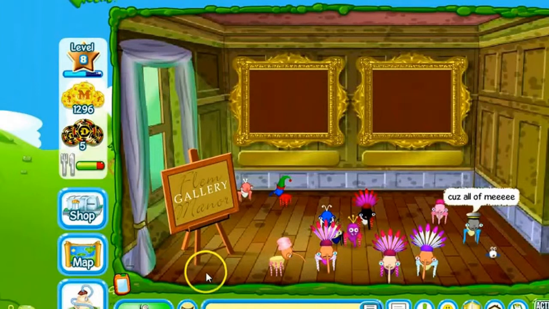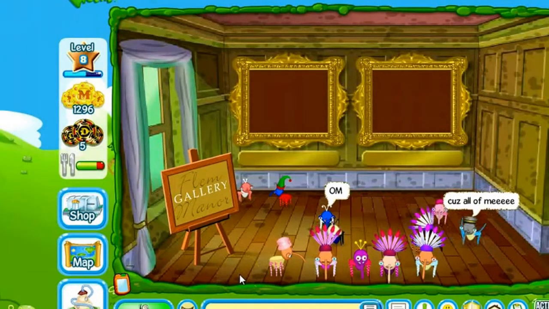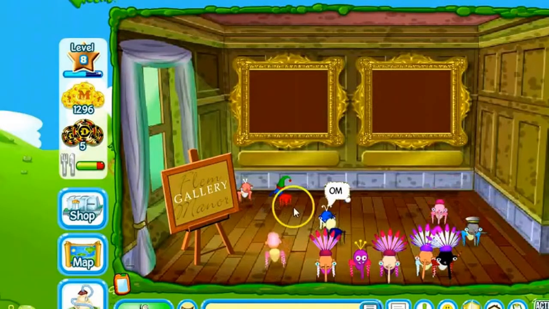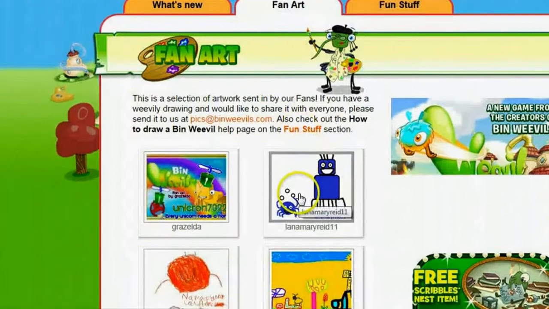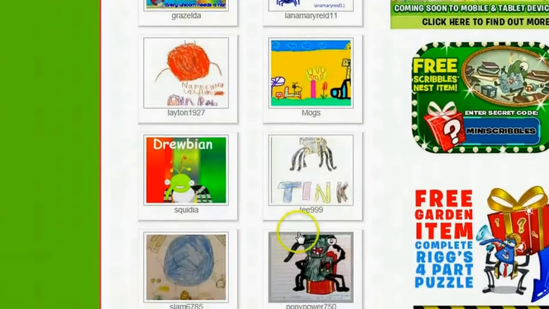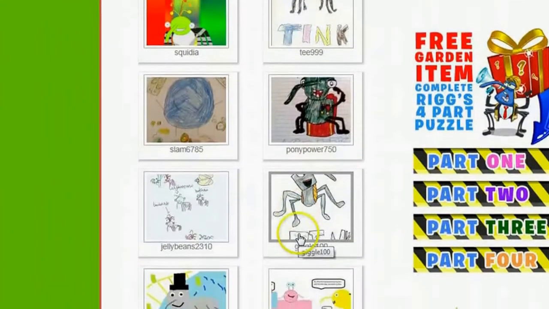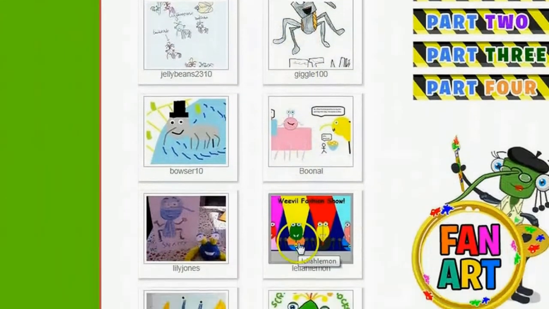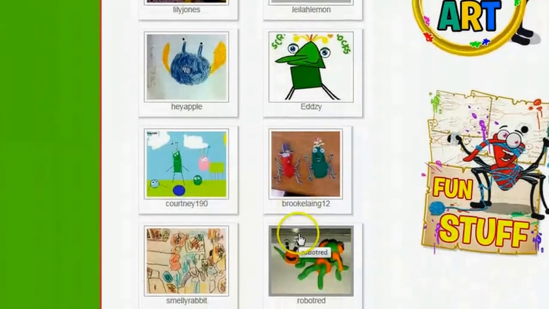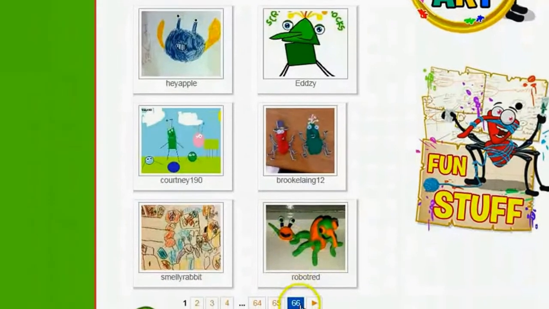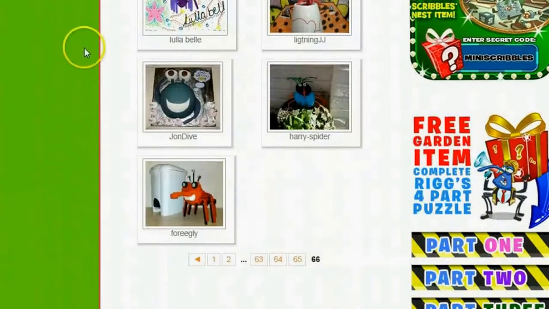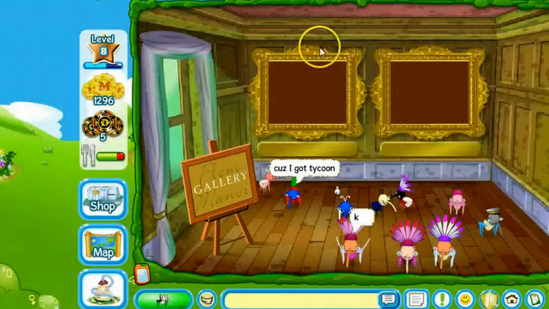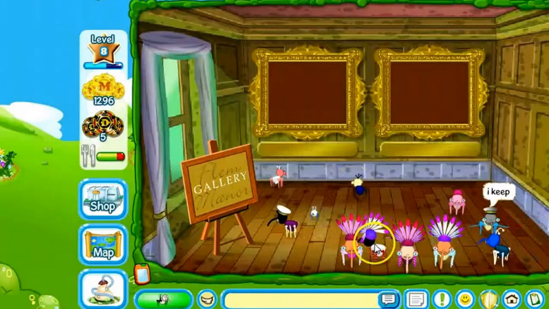And wait, my computer is getting a bit messed up. Okay, then let me fix it. So yeah, now I'm just gonna go on to the painting. If you can show something, these are some paintings drawn by the ants. Well, it looks like there's 66 pages. Yeah. Okay, so now let's start.